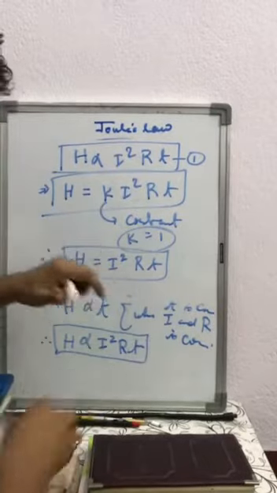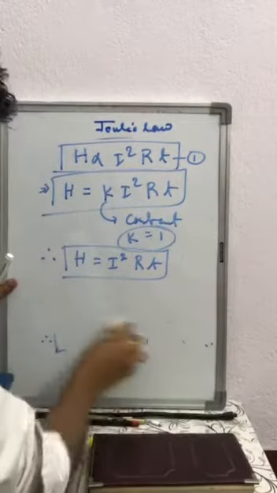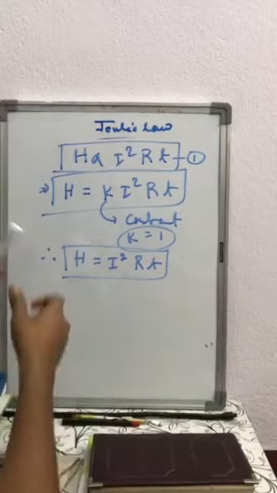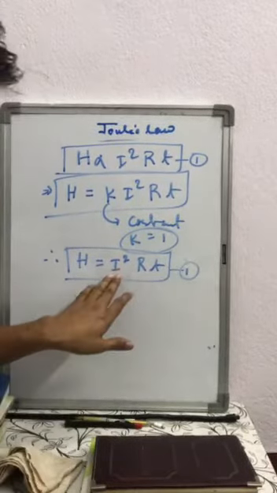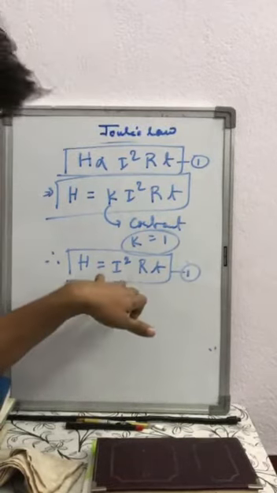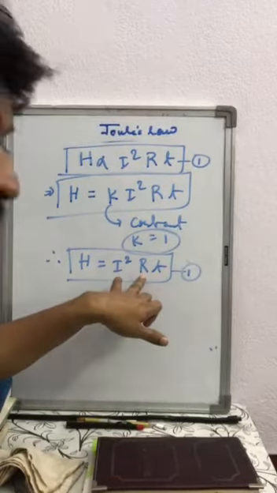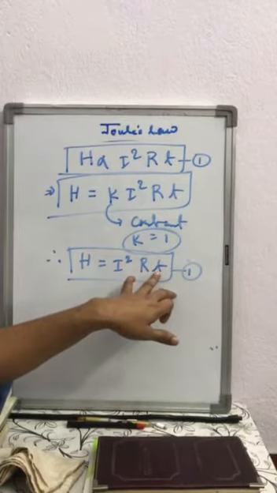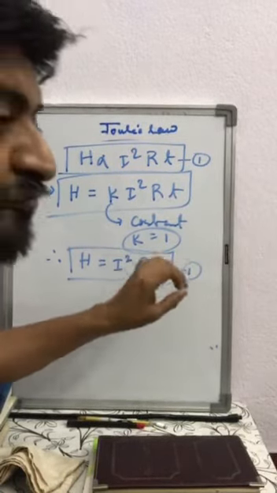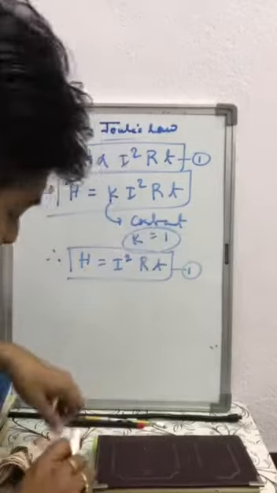So according to Joule's law, the heat generated when current passes through a conductor is equal to the product of the square of the current, the resistance of the conductor, and the time for which current passes through that conductor.